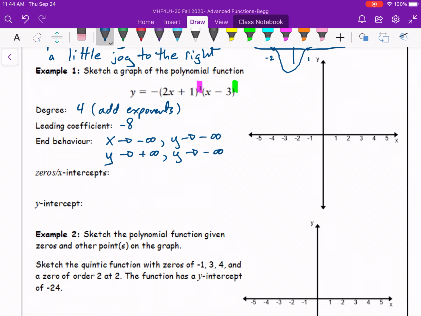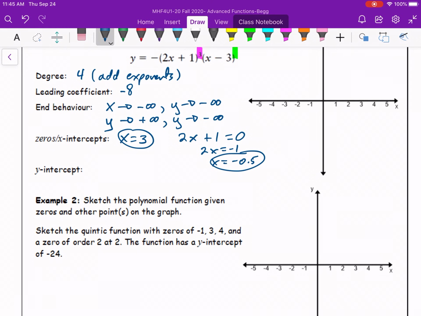The x-intercepts: we can clearly see that one of the x-intercepts should be 3 from that second bracket, but the other one has got that 2x plus 1 inside it. You can either do it in your head, or you can just remember that if I set this bracket to 0, that's going to give me my x-intercept, so I could solve that, and x is going to be negative 0.5, my other x-intercept.